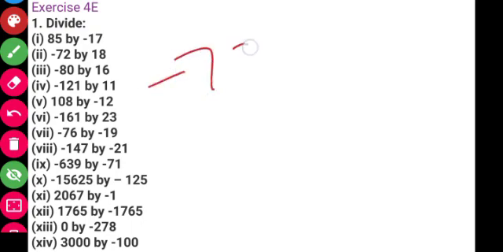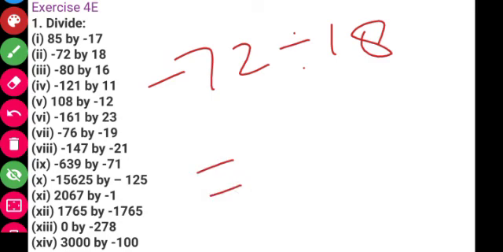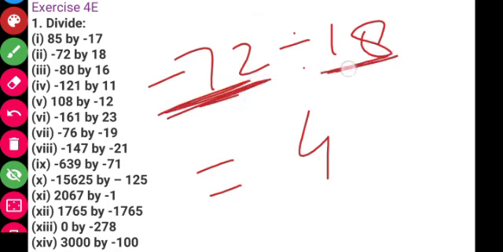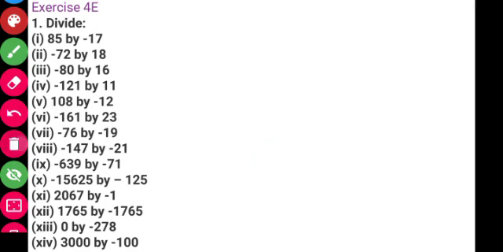Similarly, second part, minus 72 divided by 18. So 18 divides this how many times? 4 times. And here sign, one is negative, one is positive, both have different sign, so put minus sign. Understand? So when sign are different, then we'll put minus, and when sign are same, then we'll put plus. Okay, and division same like natural number.